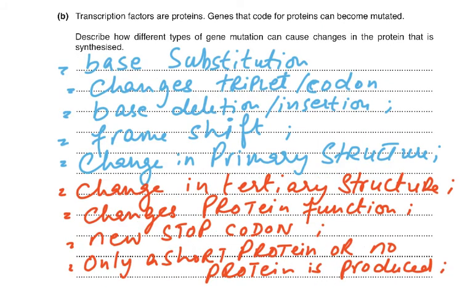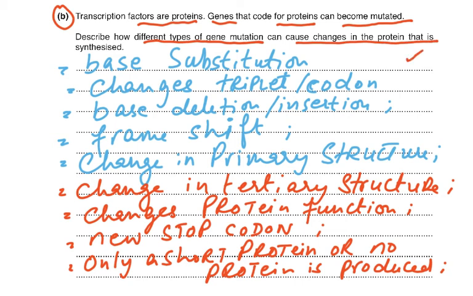As we come to the B part of the question, transcription factors are proteins. Genes that code for proteins can become mutated. Describe how the different types of gene mutation can cause changes in the protein that is synthesized. So number one, there could be base substitution, changes in the triplet codon, base deletion or insertion, frame shift, and a change in the primary structure of the protein will be affected. Maybe one amino acid, maybe two, maybe three are affected. Change in the tertiary structure changes the protein function.